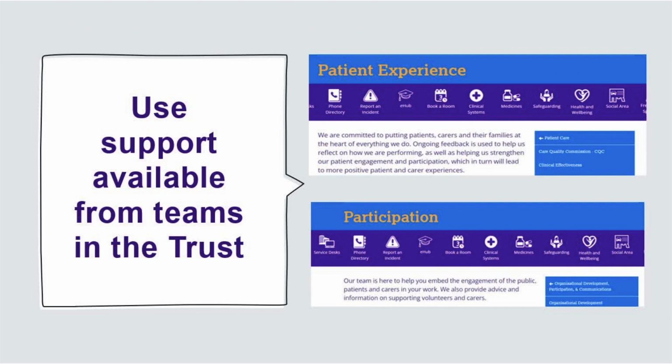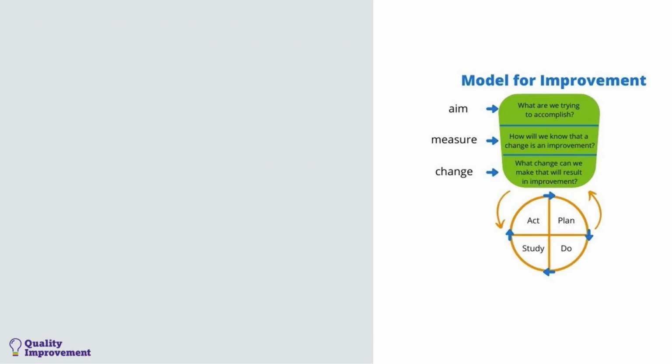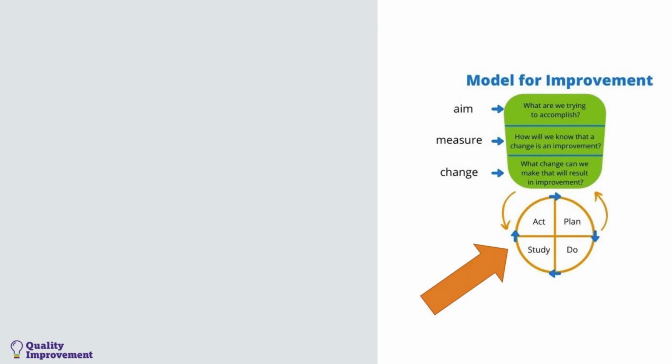So now you've established your baseline and you have your measures in place, a really handy tool as part of the model for improvement, which helps you to test out your changes and document the results, is a Plan, Do, Study, Act cycle, known as a PDSA. This guides you through a series of testing cycles.